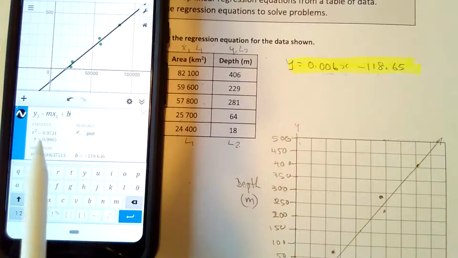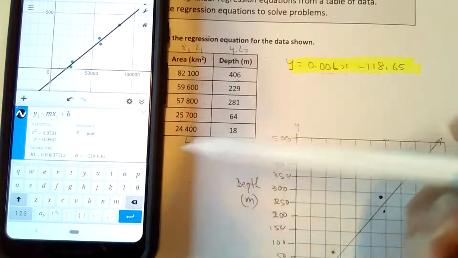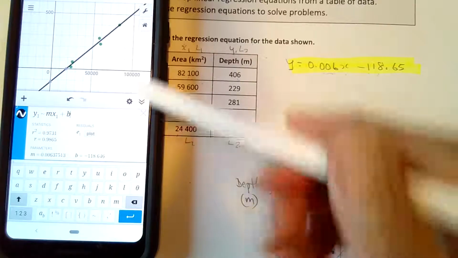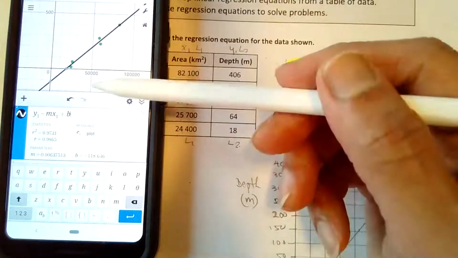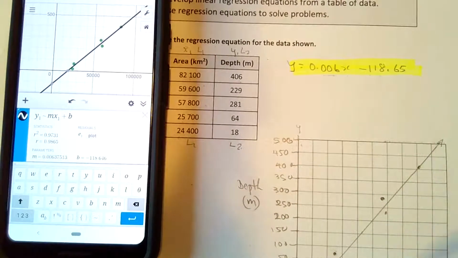Now, the R means correlation coefficient. We don't need that right now. This is telling us how closely related the set of data here. Now, the area of the lake and the depth of the lake are related. It's a strong correlation.